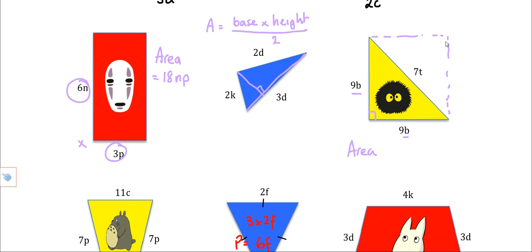So you do the square bit first, which would be 9b times 9b. But I only want half of it, so I have to divide it by 2. So what's 9 times 9? 81. Oh, right. b times b would be b squared, yeah. And then all of that is divided by 2. So I can do it for that one just because it's a right angle. So we won't worry too much about that one.